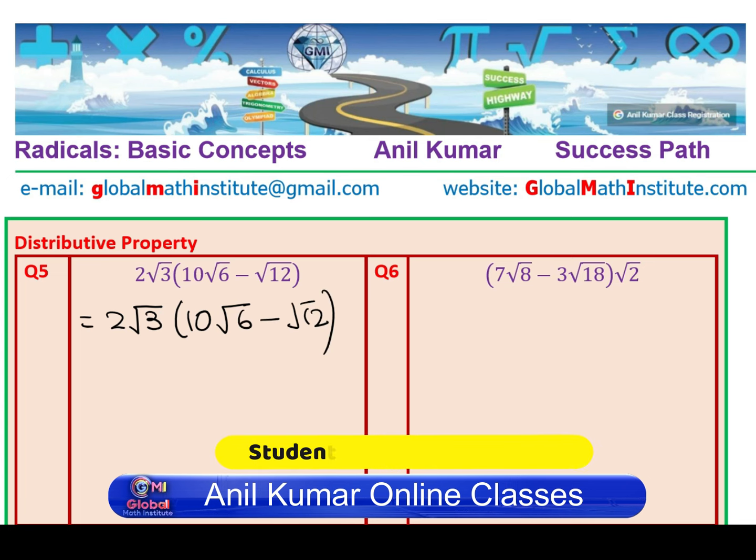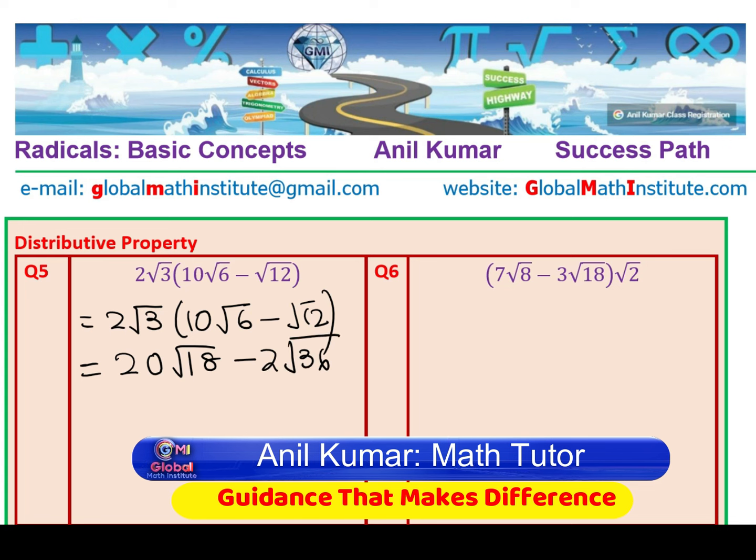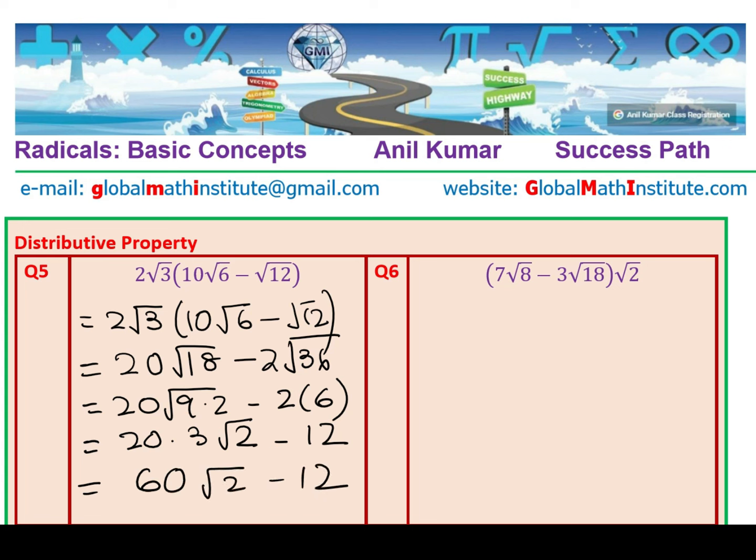of 12. Multiplying numbers with numbers, 2 times 10 is 20. Within square root, 6 times 3 is 18, minus. So if there is nothing, it means 1. So we get 2 and we have square root 36. Perfect. Now 20 times square root of 18 is 9 times 2. And here square root of 36 is again 6. And we get 20 times square root of 9 is 3. And within square root we have 2 minus 12. And that gives us 60 square root 2 minus 12. Clear?